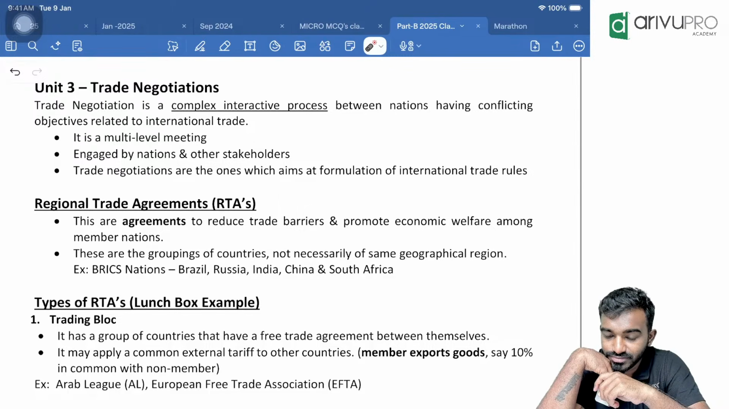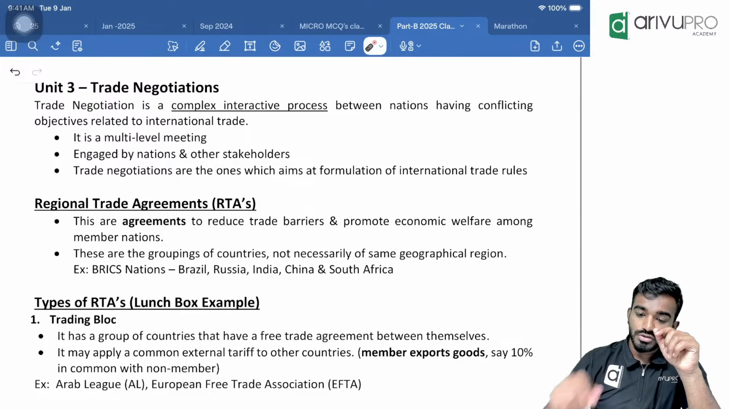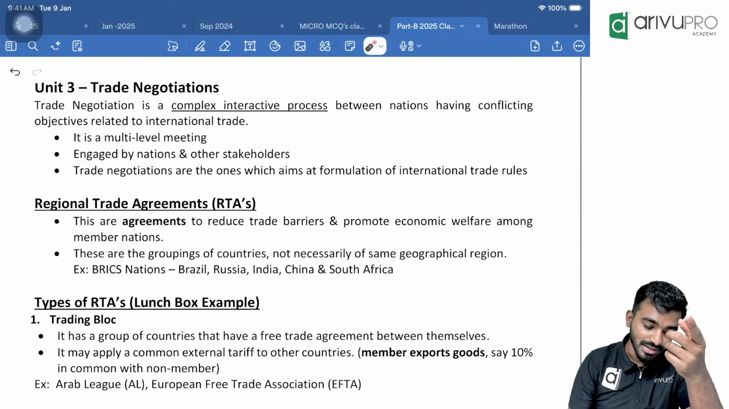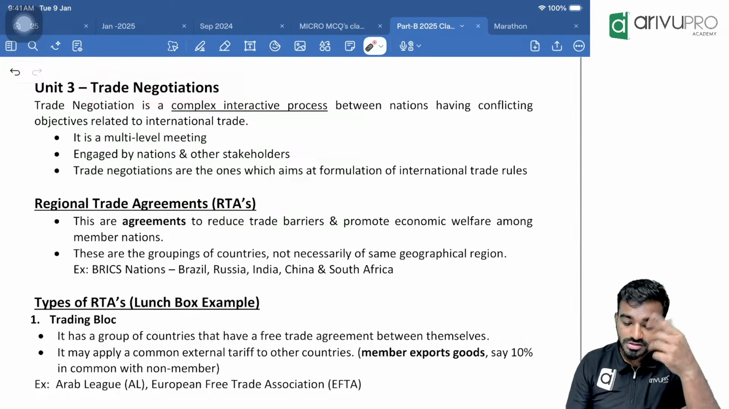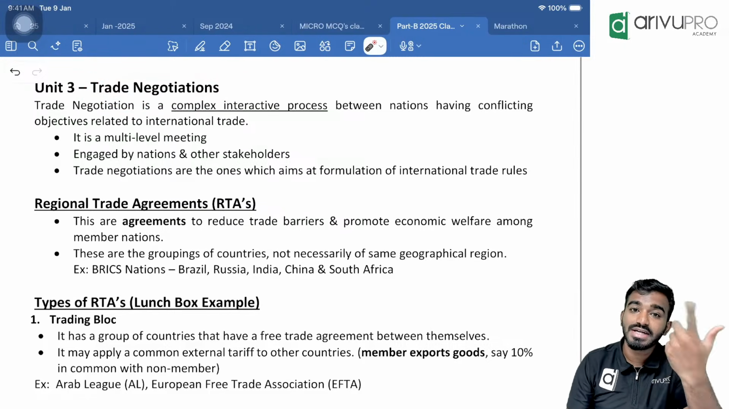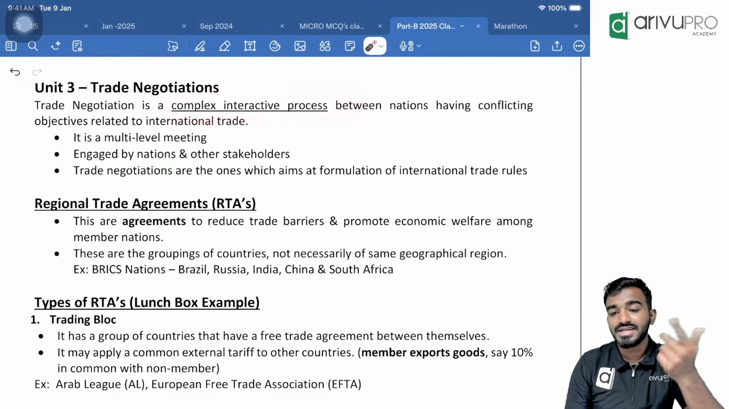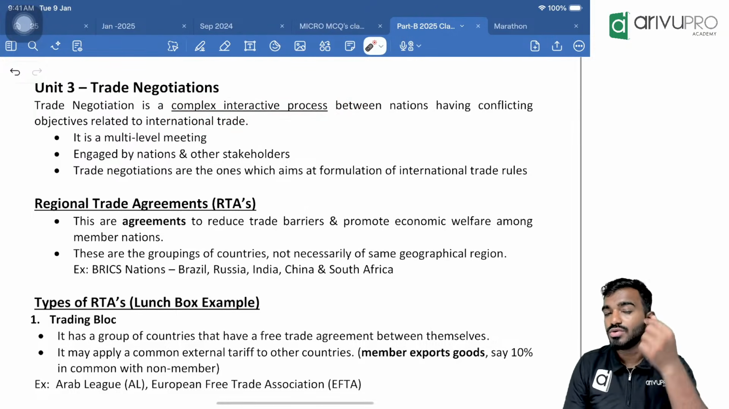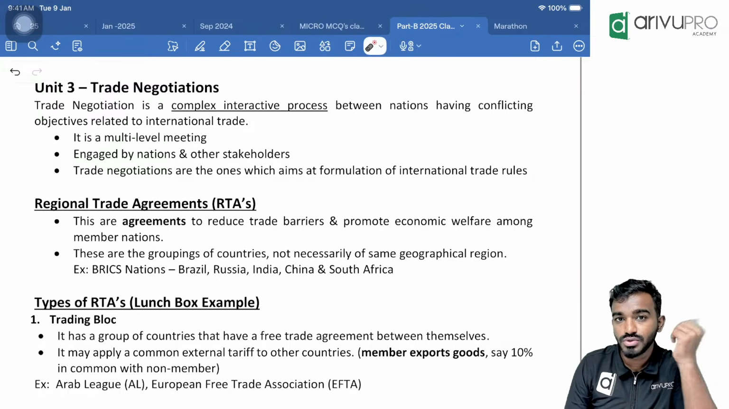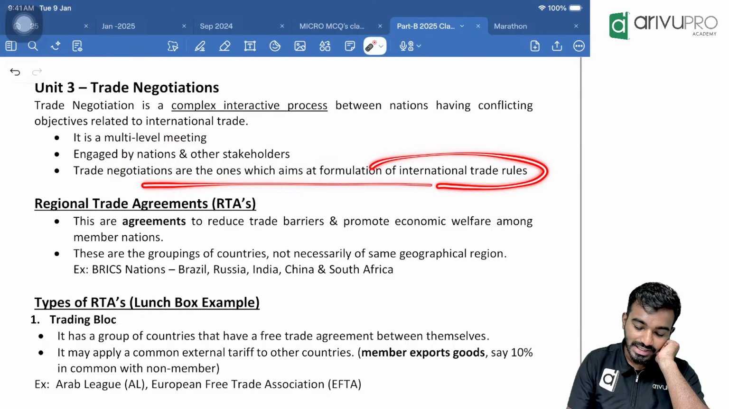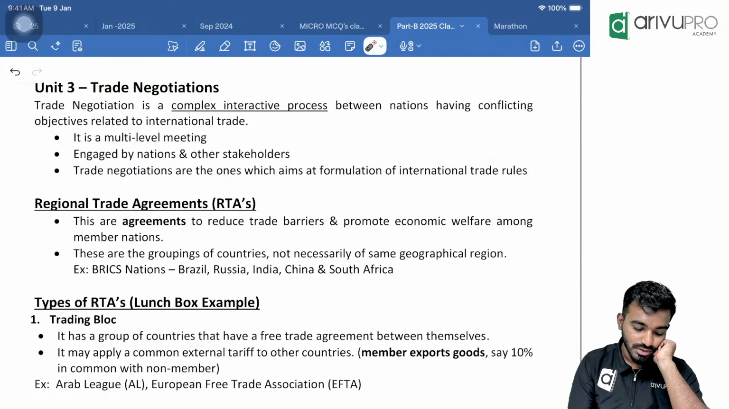What is it? Okay. So we have to negotiate with our trading partner, and then only we compensate. Because of negotiation, new international trade rules will develop. Trade negotiation is a complex interactive process. It is not just one round of meeting; it is multiple rounds of meetings, at multiple levels, between the stakeholders and the engaging nations. This will create new international trade rules. So that is trade negotiation.